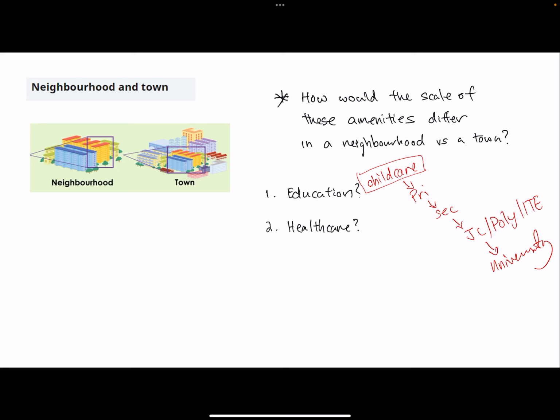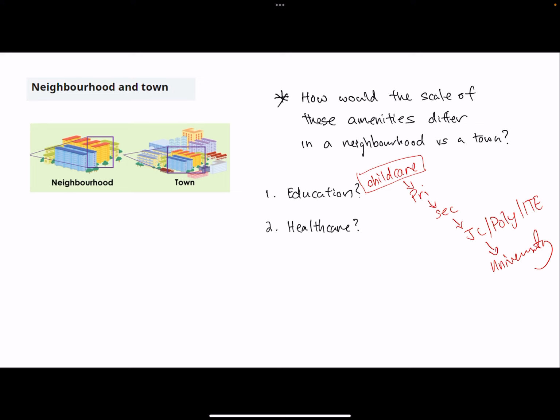Now, why is it that your JC, Poly, ITE, and university can be further away? Because basically by then you're almost an adult already. So travel isn't going to be your biggest concern. It's going to be what kind of courses you want to take, what kind of specialization you want to go for. Let us think for a minute.